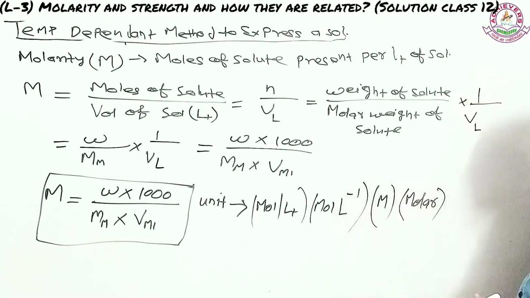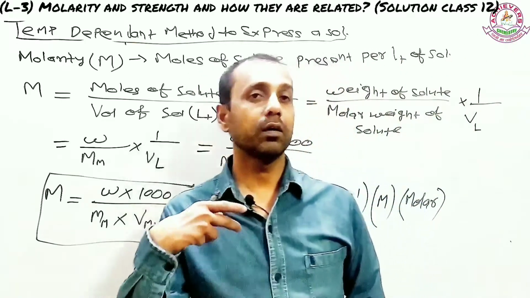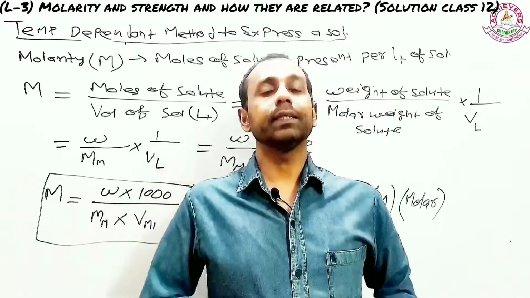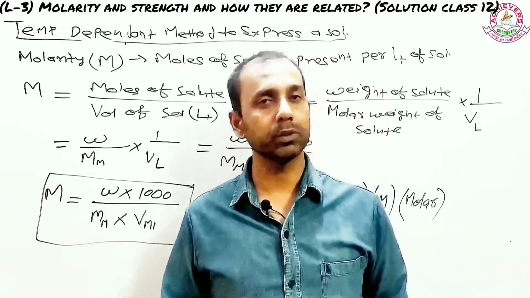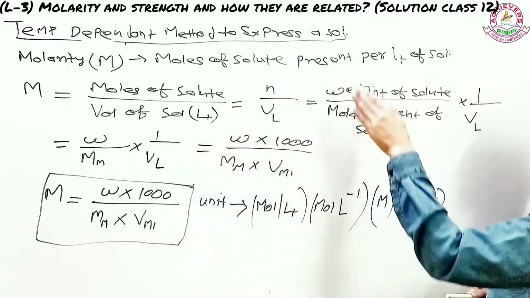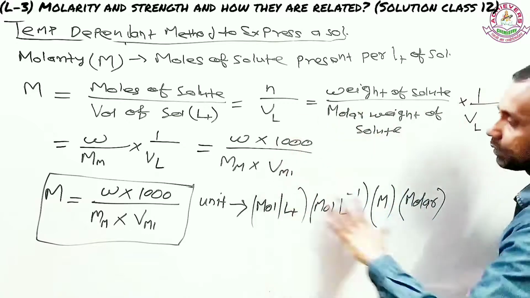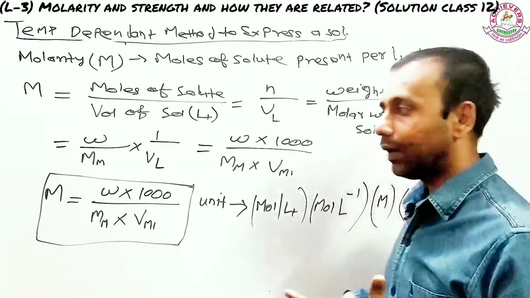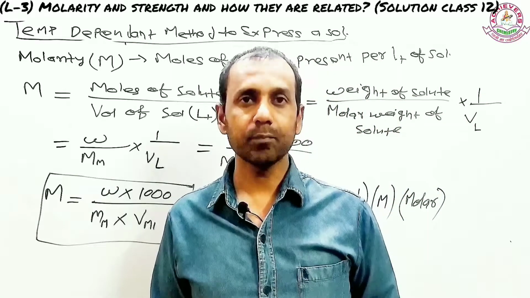So this is the molarity here. I repeat, molarity is a temperature dependent method to express the concentration of a solution. It is defined as the number of moles of solute present per liter of solution. The number of moles is the weight of solute divided by the molar weight of the solute, and the rest I have done is nothing but expansion. So I hope you're going to get it, and once I check the example, you're definitely going to get it in quite an easy way, right?